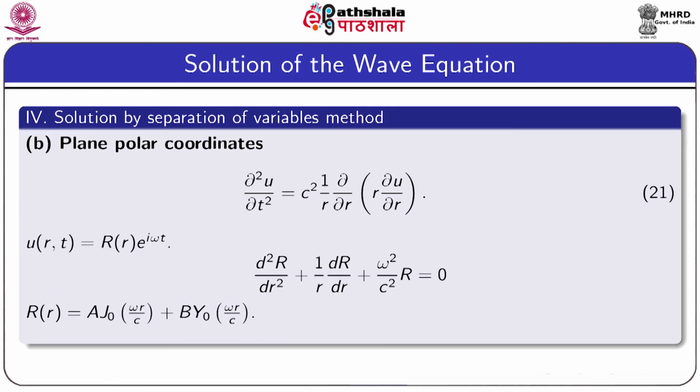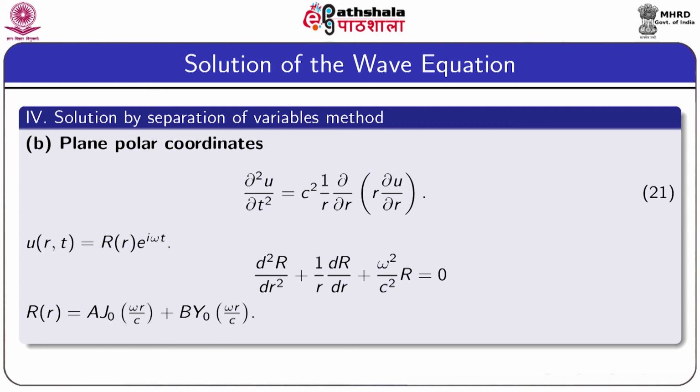Now, I am going to discuss the solution in plane polar coordinates. The wave equation in plane polar coordinates takes the form written in equation number 21. In this equation, we assume a time periodic solution. For that purpose, we write the solution in the form u is equal to capital R into e to the power i omega t.